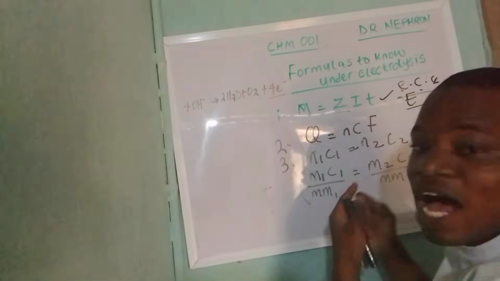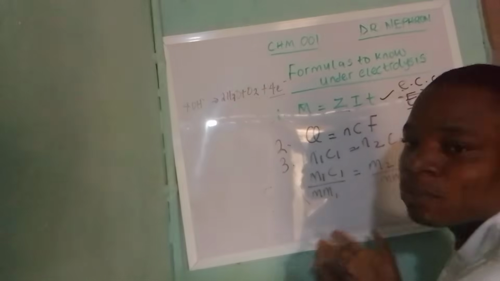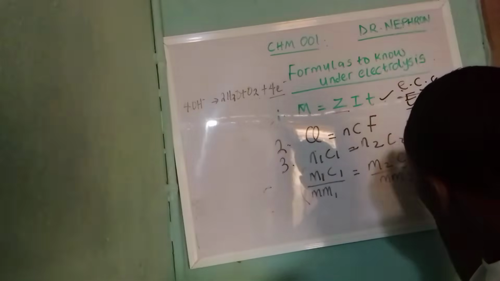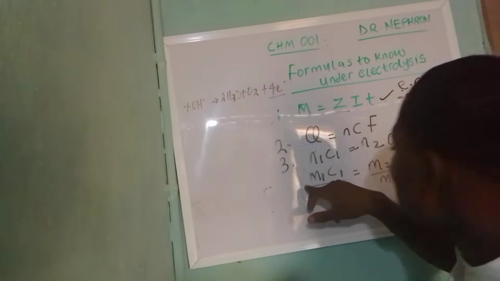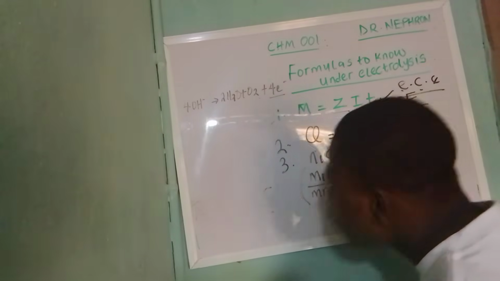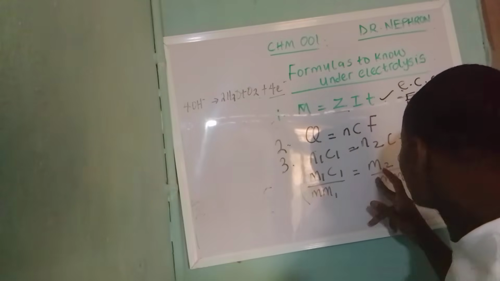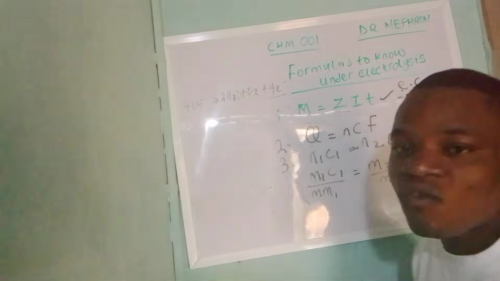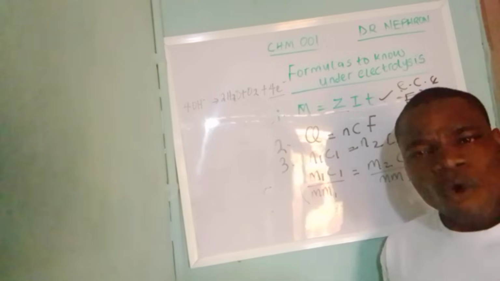N2 can be expressed as what? As M2 over MM2. So this equation is the same thing as M1C1 over MM1 equal to what? M2C2 over MM2. Hope you are getting that.